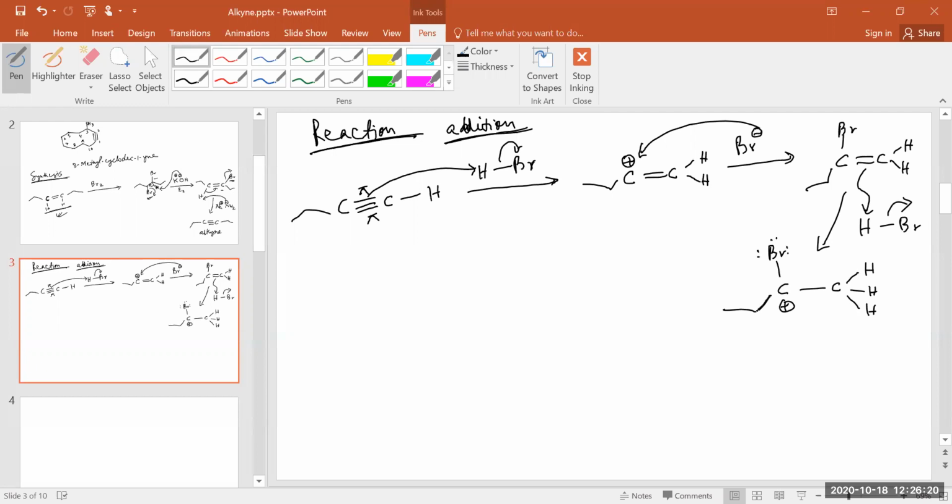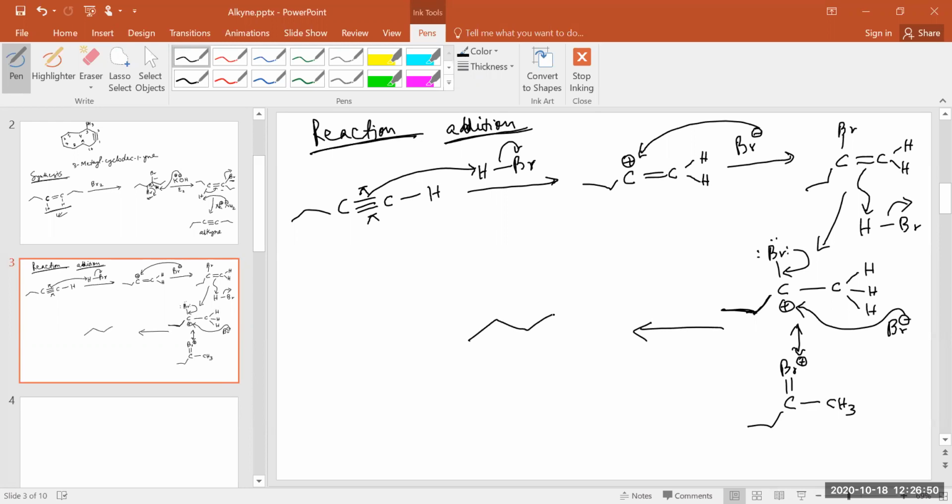Okay, this carbocation is very stable. In addition to hyperconjugation, this carbocation is stable by resonance with the halogen. Okay, this is resonance, and you have here a Br minus. So Br minus will add in the second step, and the product will be BrBrCH3. So this is called geminal dibromide. So two bromos are present on the same carbon. Okay, geminal dibromide, the product.